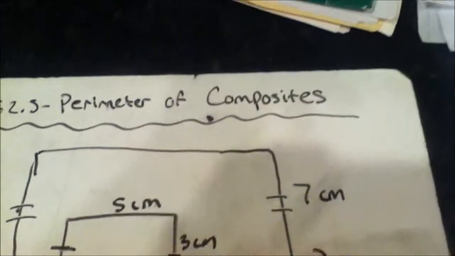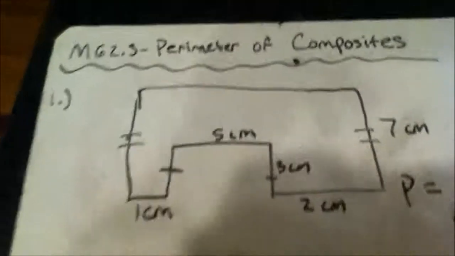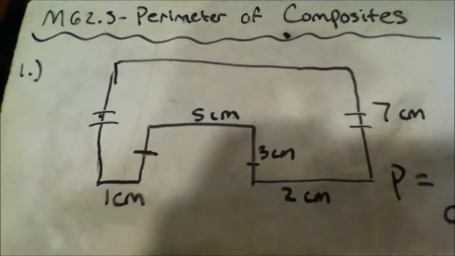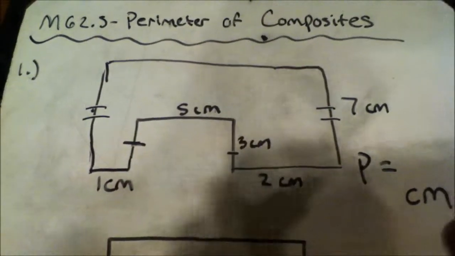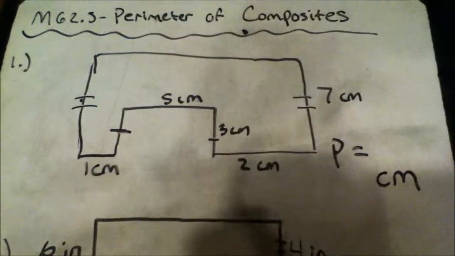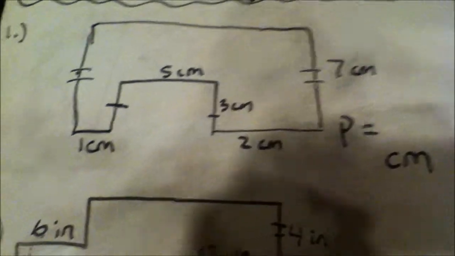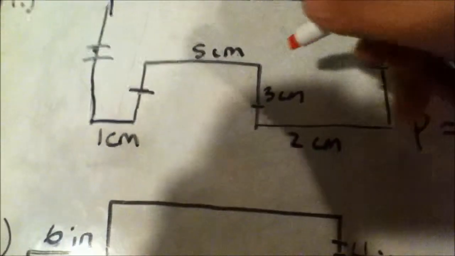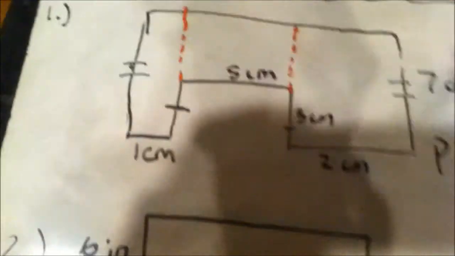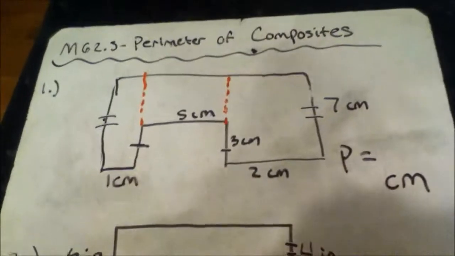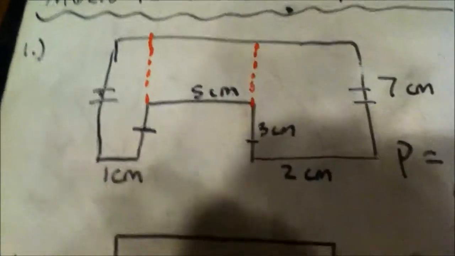Now we're going to talk about perimeter of composites. The very first thing I like to do is just look at the figure. I know what I'm working with. I could see squares and rectangles, basically all rectangles. So what I do first, I normally split up the shapes. Horizontal, vertical, it doesn't really matter.